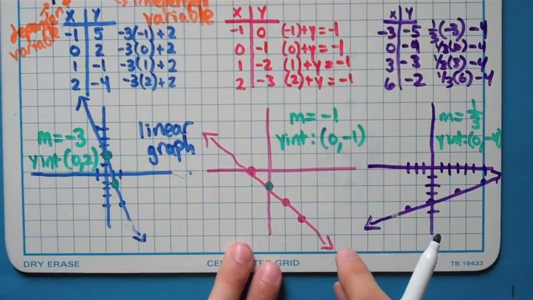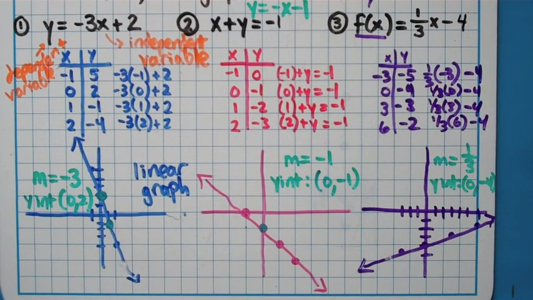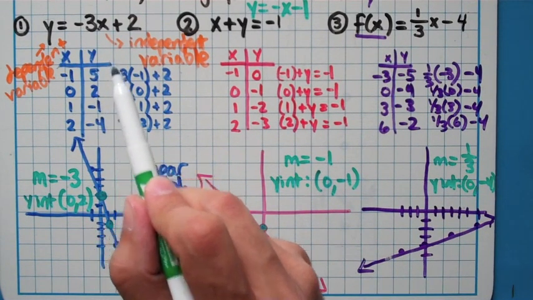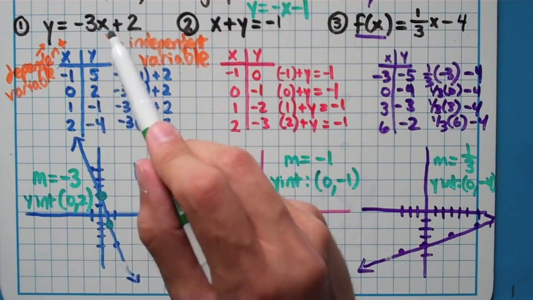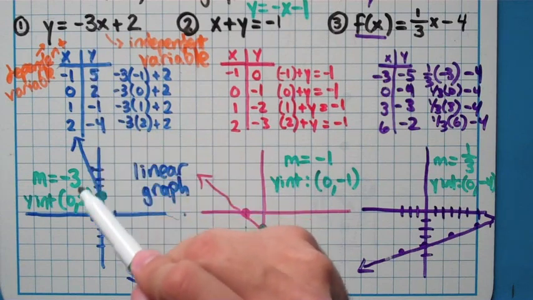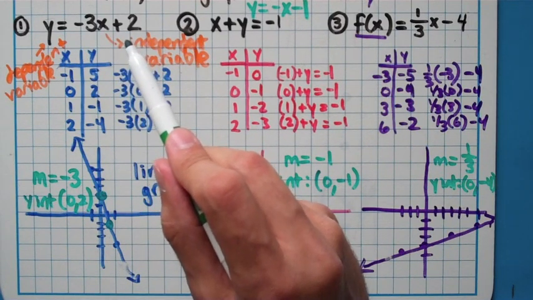I want you to take a look at that green stuff I wrote in, my slope and my y-intercept, and I want you to look at the original equations up here in black. This first problem, my slope was negative 3. There's a negative 3 in the equation right in front of x. My y-intercept was 0, 2. There's a 2 right there in my equation.